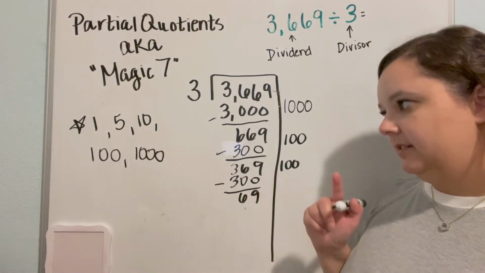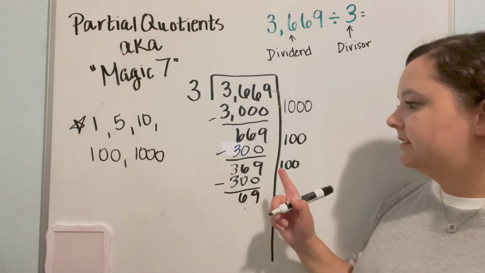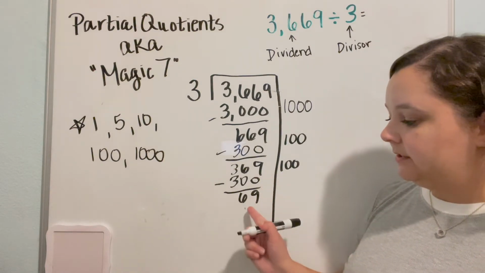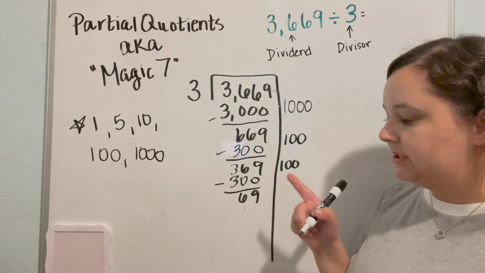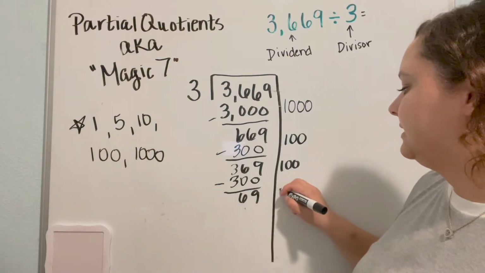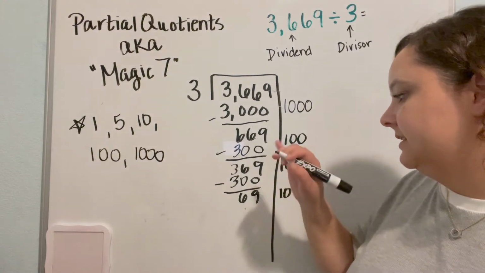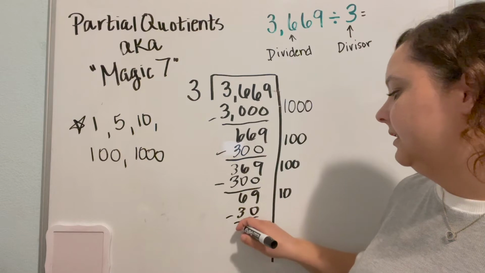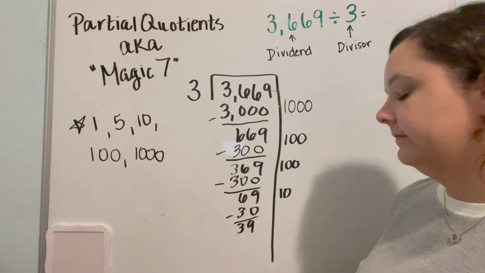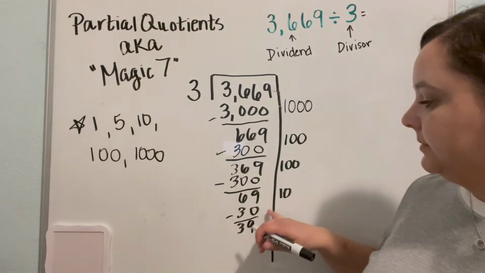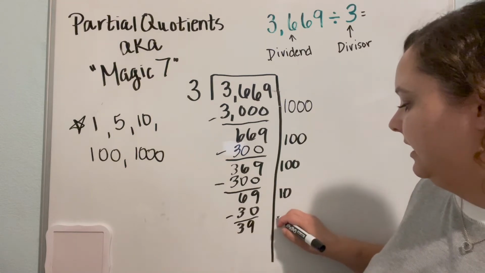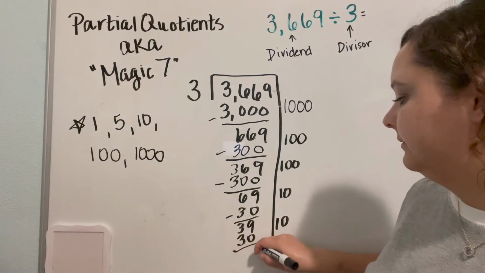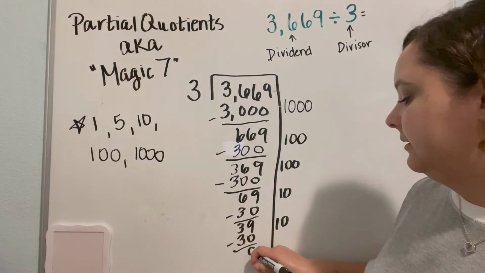And I'm back to finding a friendly multiple. We can't use 100 because 300 is too large for our number. So we're going to move down to our 10. I'm going to put 10 on the side here. And 10 times 3 gives me 30, and I'll be left over with 39. Once again, I can use 10 because 30 is less than 39. So I have 39 minus 30, which will leave me with 9.